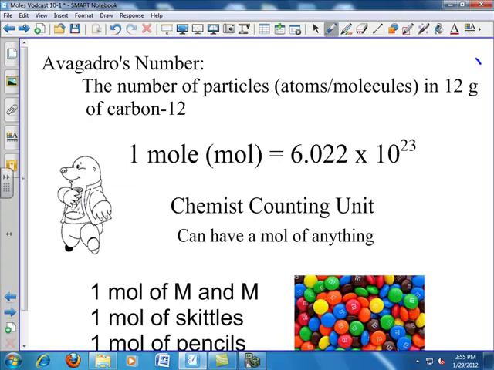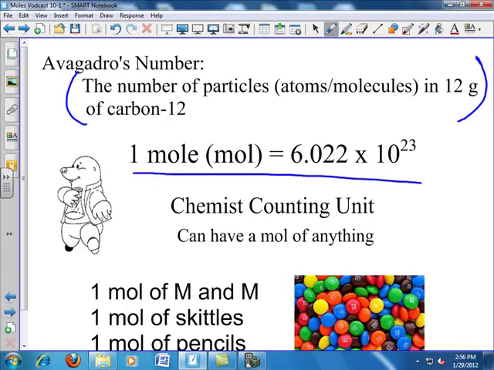The basic premise of this particular chapter is what is referred to as Avogadro's number. You have heard this before. You should write this down, as this is the definition of Avogadro's number. It is the number of particles in 12 grams of carbon-12. So it's an exact amount. If I massed out 12 grams of carbon, I would have Avogadro's number. This is what Avogadro's number is.